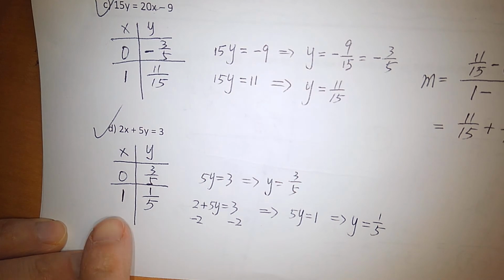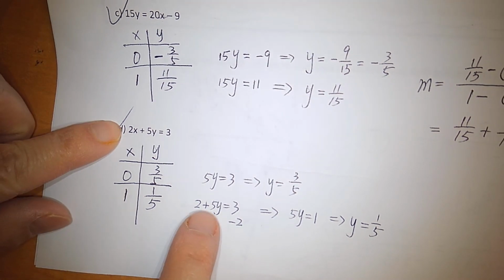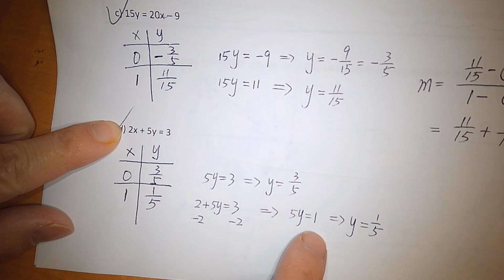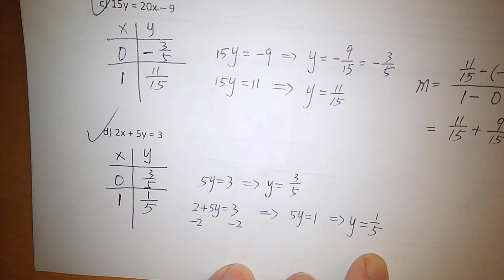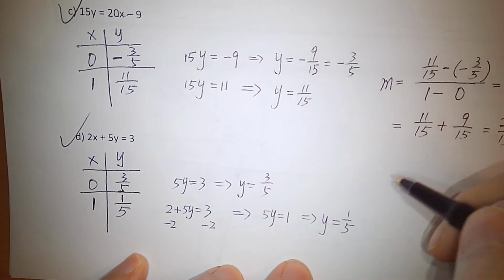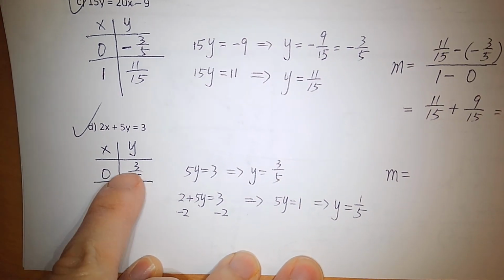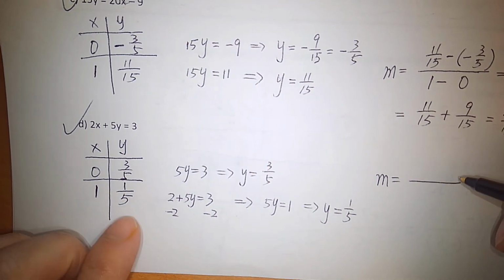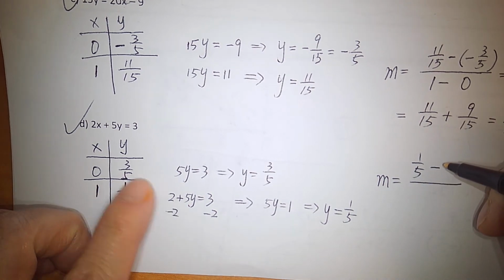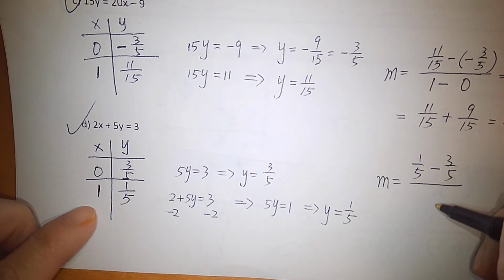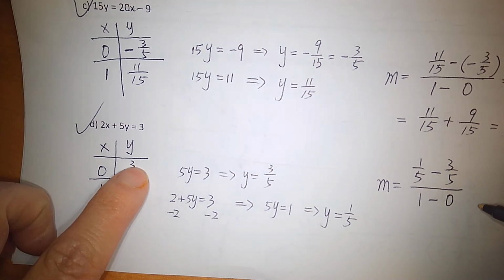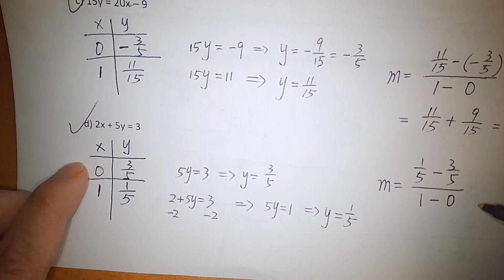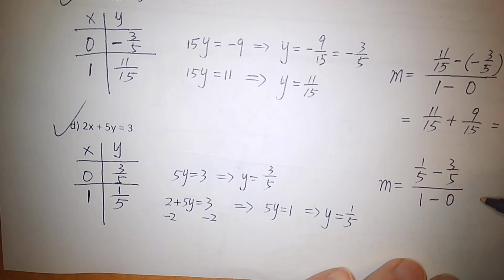Am I right? x equals 1, yes. 2 plus 5y equals 3, yes. Positive 1, yeah. y equals 1/5, right? Alright, now let's see. What is the slope? How to find the slope? Same thing. x1, y1, x2, y2. We use y2, which is 1/5, minus y1, which is 3/5, over x2, which is 1, minus x1, which is 0.